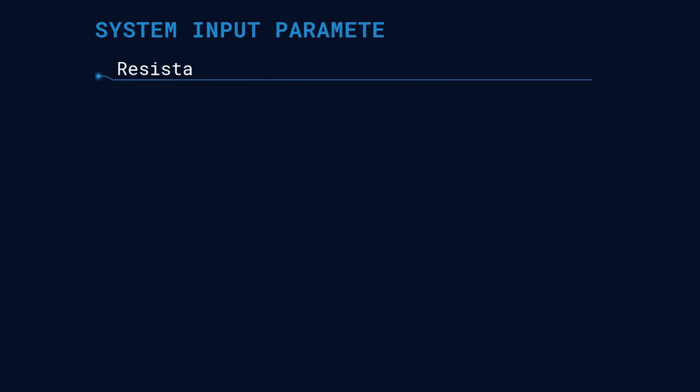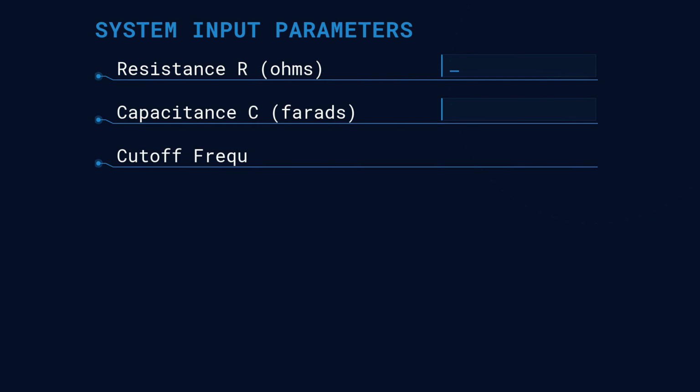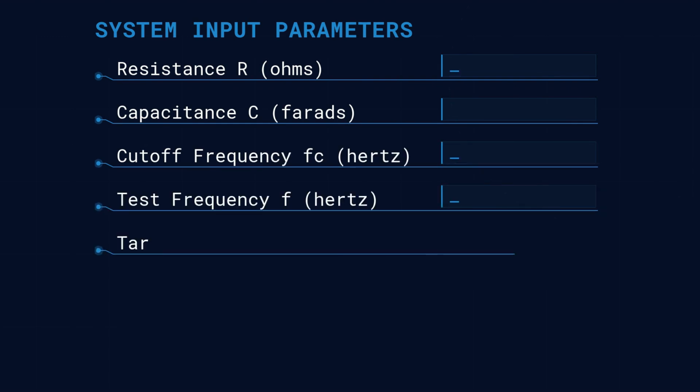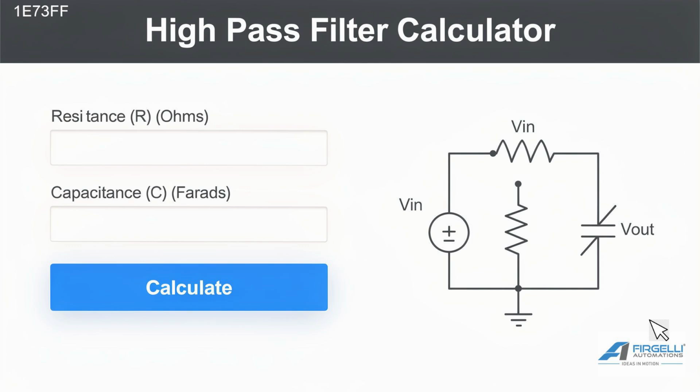The input fields include resistance R in ohms, capacitance C in farads, cutoff frequency Fc in hertz, test frequency F in hertz, target cutoff Fc in hertz, and design resistance R in ohms. Let me show you a worked example.